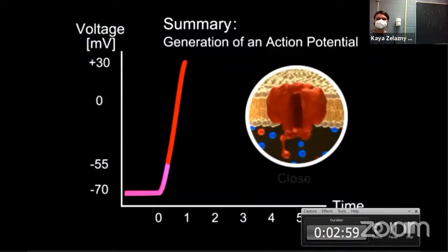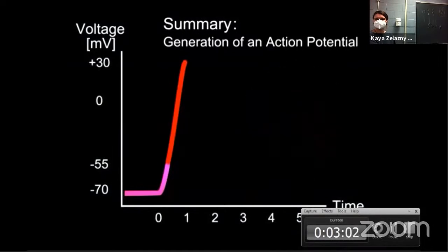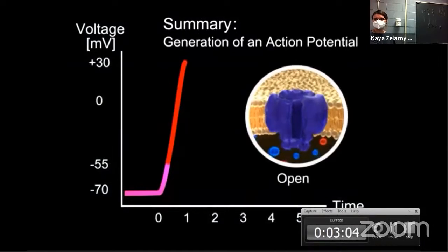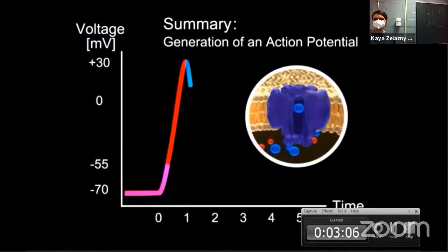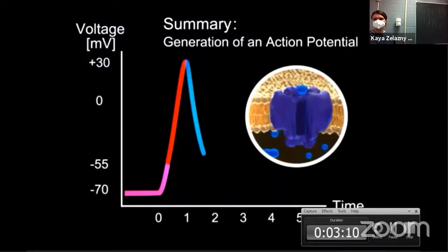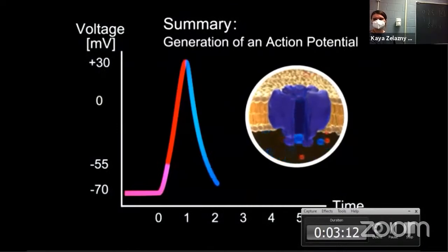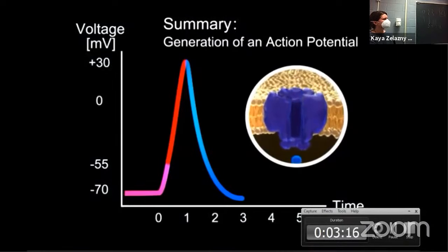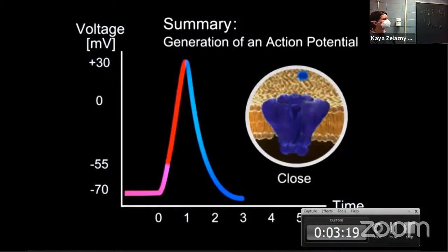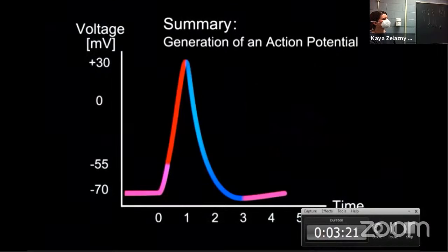Voltage-gated sodium channels close, and voltage-gated potassium channels open. Potassium ions diffuse out of the cell, repolarizing it to a negative value. The membrane potential briefly hyperpolarizes. Voltage-gated potassium channels close, and the membrane returns to the resting state of -70 millivolts.